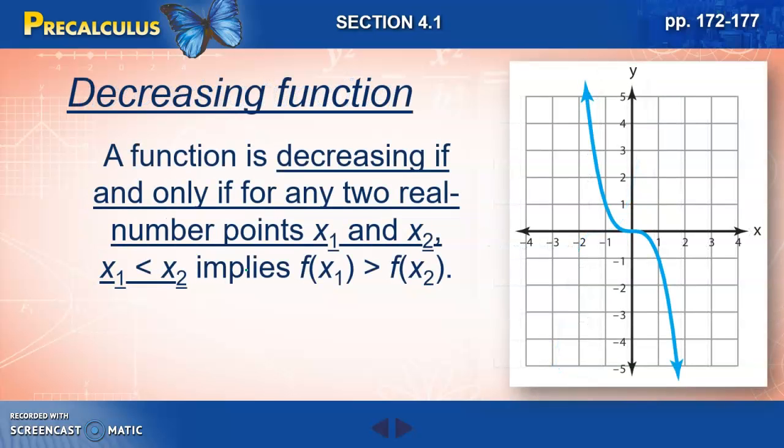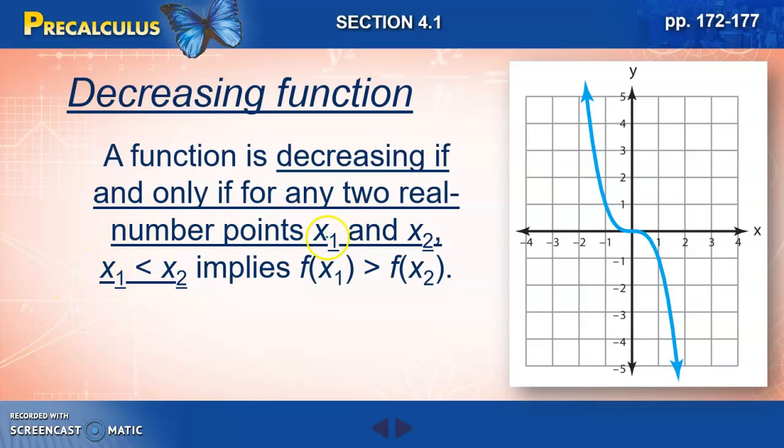A decreasing function. All right, so let's take a look at this picture. Logically, we can say, yes, this is decreasing. We see that as x increases, y actually decreases. The slope is kind of a negative slope if we were to draw that as a straight line. And our definition for a decreasing function is this. A function is decreasing if and only if for any two real number points, x sub 1 and x sub 2, x sub 1 is less than x sub 2, which implies that f of x sub 1 is greater than f of x sub 2.